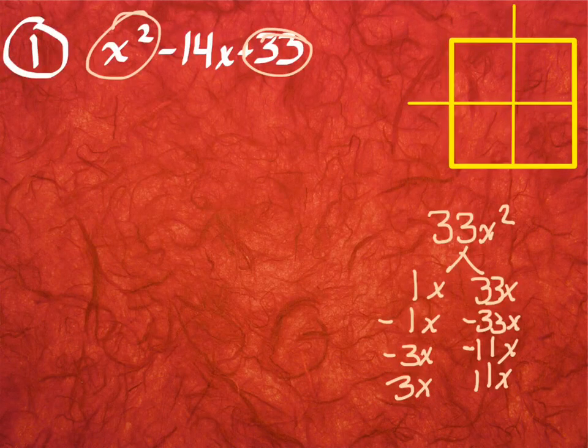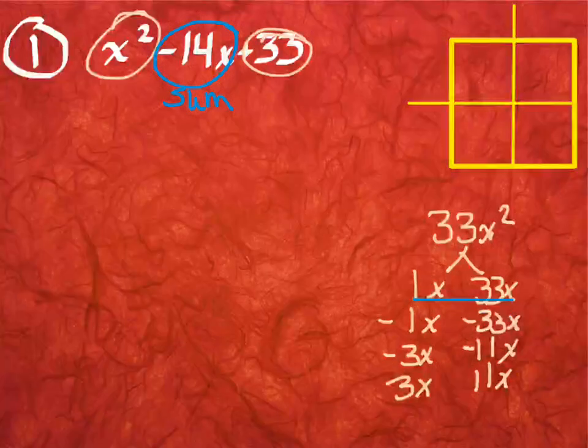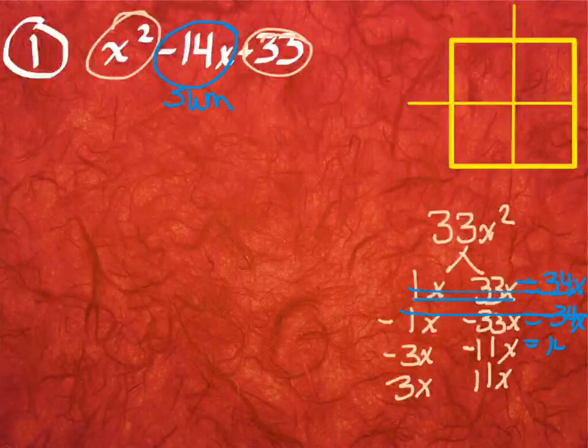So our goal in this is to come up with what would create a sum of this middle number with these factors that we came up with down here. Which one of those will create that sum? So we'll look at each one of them individually. Looking at the first one, if I was to add 1 plus 33, that would give us 34x. That doesn't work. Negative 1 plus negative 33 gives us a negative 34x. That's still not working. A negative 3 plus a negative 11 gives us a negative 14x. That's our goal.